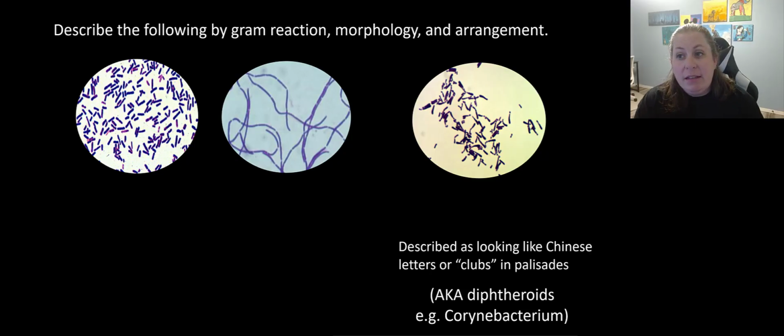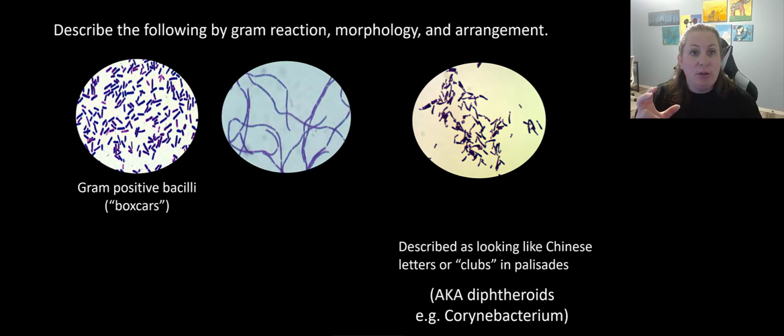All right, so back to describing the morphology. Can you describe the following by their gram reaction, their morphology, and their arrangement? So if we look at the first group here, they are mostly purple, and so because of that, it is gram positive. You'll notice they are rod-shaped, so these are bacilli, gram-positive bacilli. And sometimes they name these as looking like boxcars. Like if you were looking at a train from above, and they look like those boxcars of the train for transport.